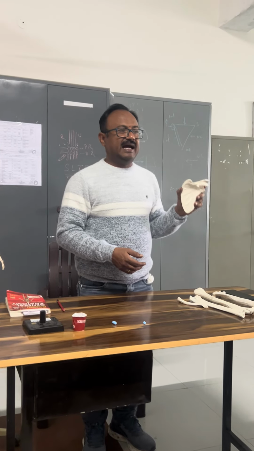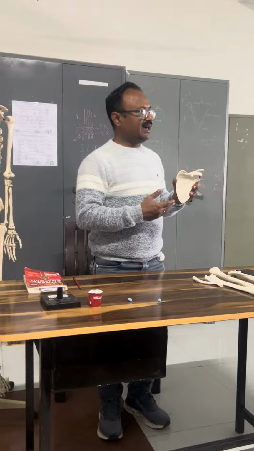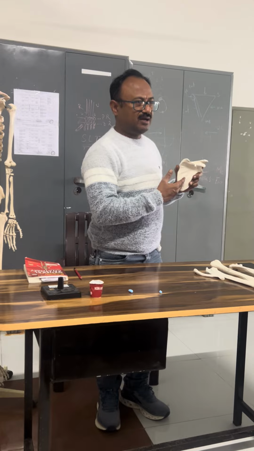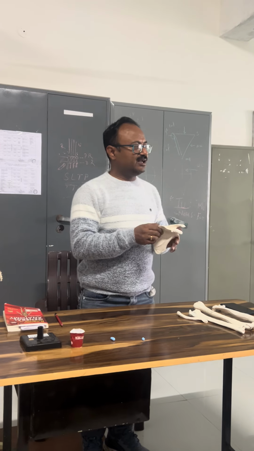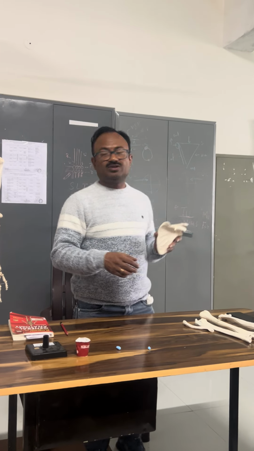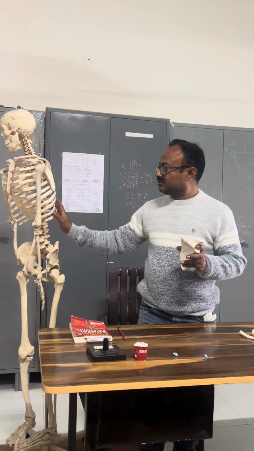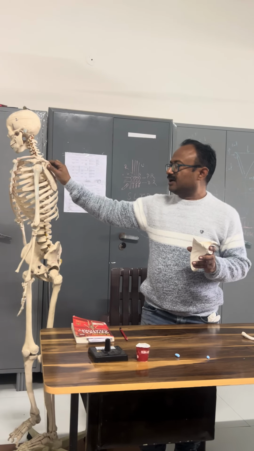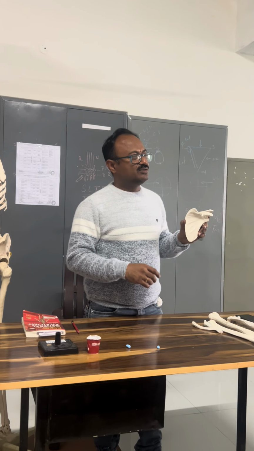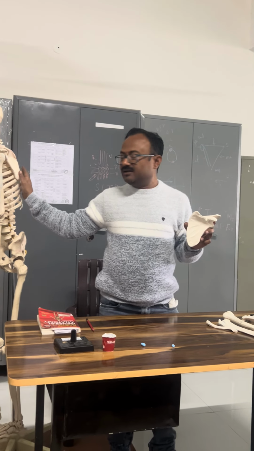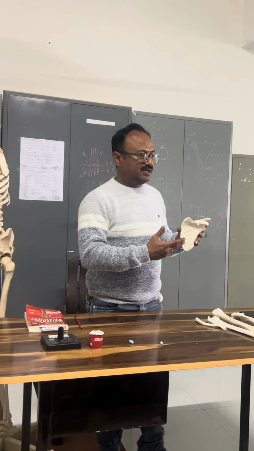Scapula, and this is the left-sided scapula. So first we'll find identification of the bone. This is the scapula. It is a flat, triangular bone situated on the posterolateral aspect of the thoracic cage. This is the thoracic cage, and here you will find the scapula. It is left-sided.